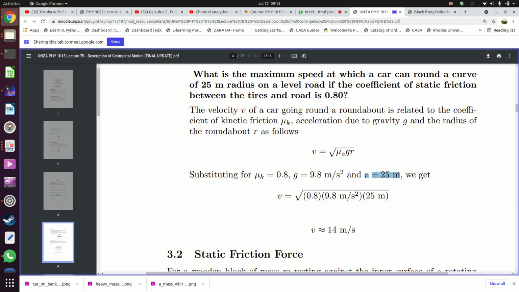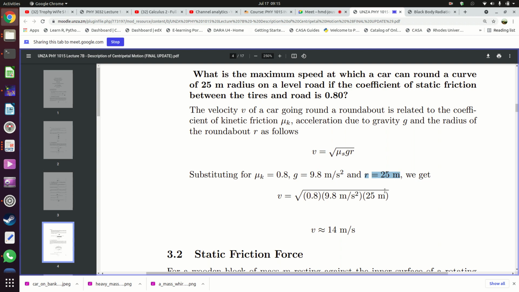So basically, this expression which we have, v is equal to the square root of the coefficient of friction multiplied by g and r, applies to any object, any car, any bicycle, any motorcycle which is going around in a circle.